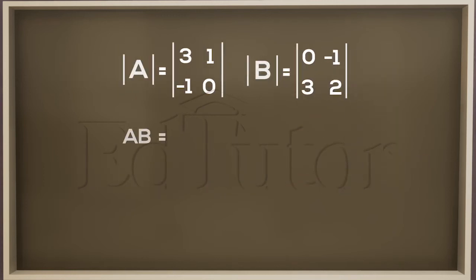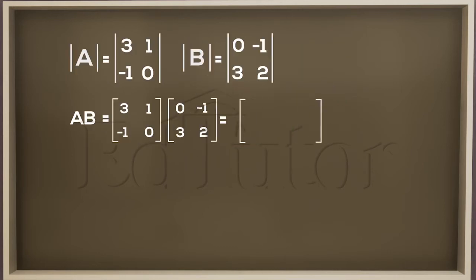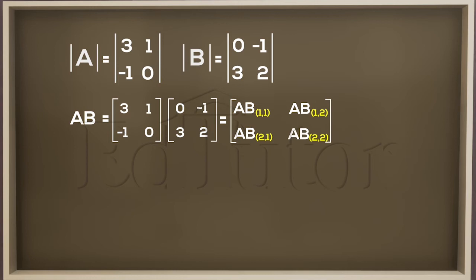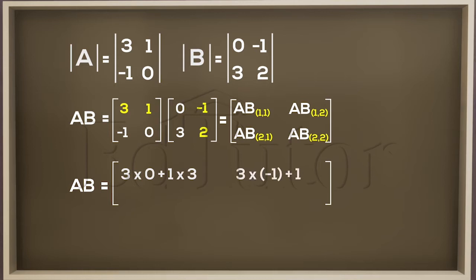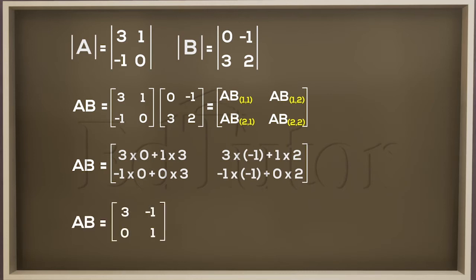We are now finding AB. Place A and B next to each other. We have to fill 4 positions. This is the 1, 1 position. This is the 1, 2 position, the 2, 1 position, and the 2, 2 position. Following what we have already learned, take the first row of A and multiply it by the first column of B. So it will come here at the 1, 1 position. Then the first row with the second column will come here in the 1, 2 position, and so on. Adding up the values and we arrive at AB.